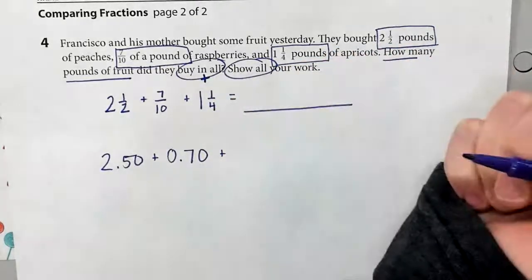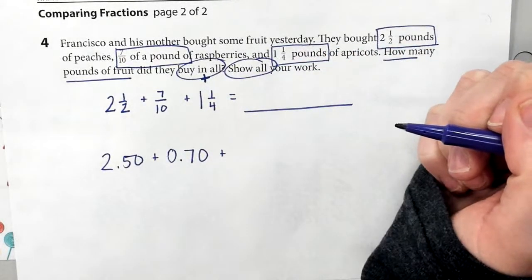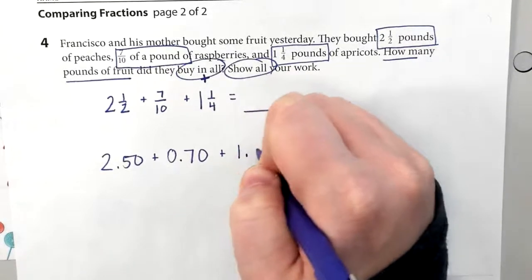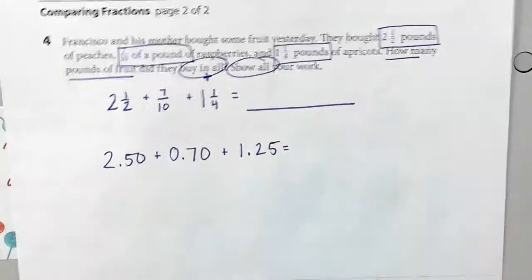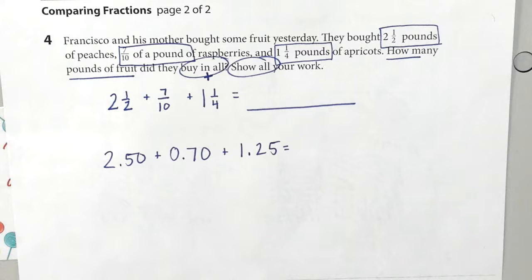How would I show 1 1/4 as dollars and cents? Yeah, it'd be $1.25. So now I have this as money. It's all been changed. How can I finish off this problem? What should I do next? Yeah, let's add it all together.